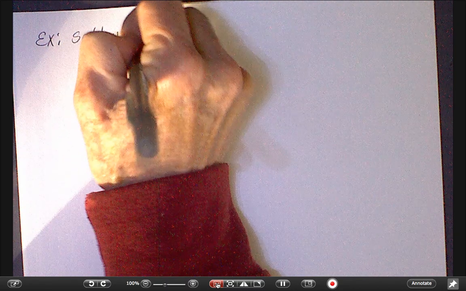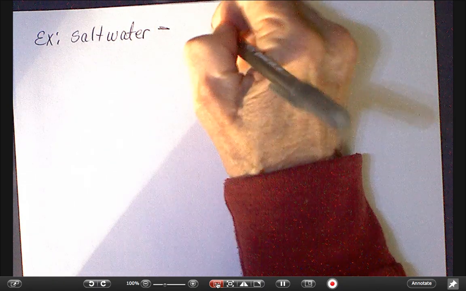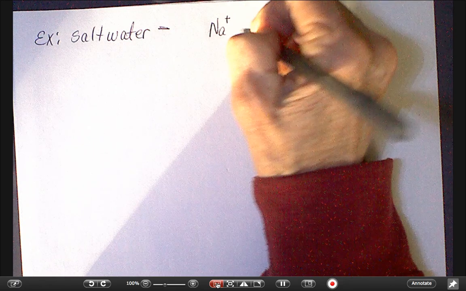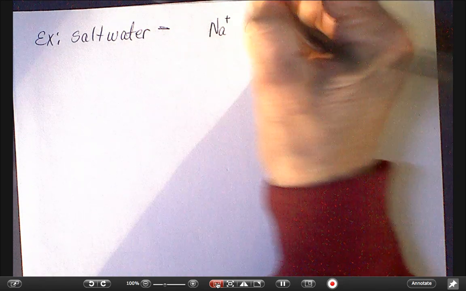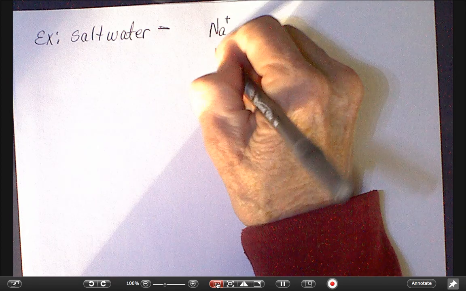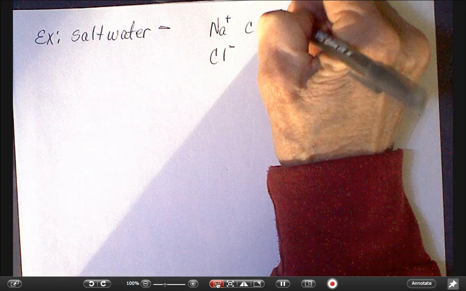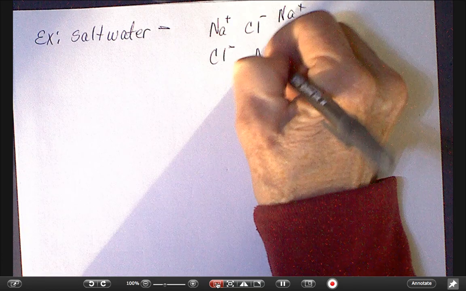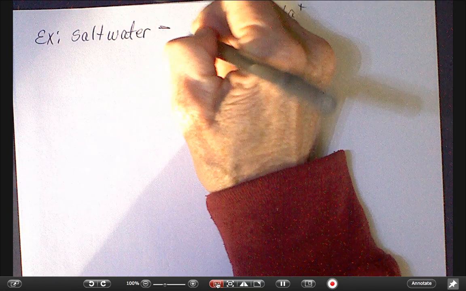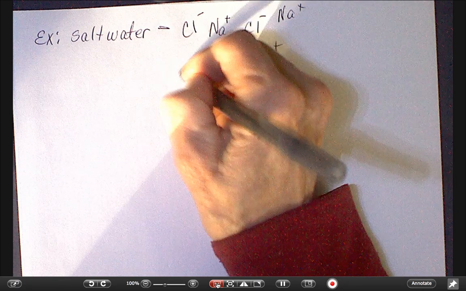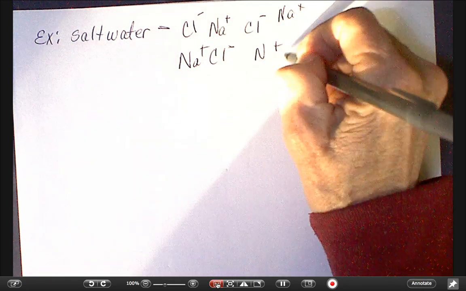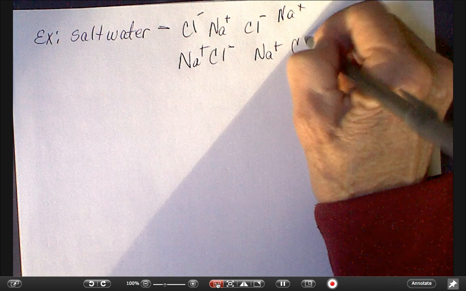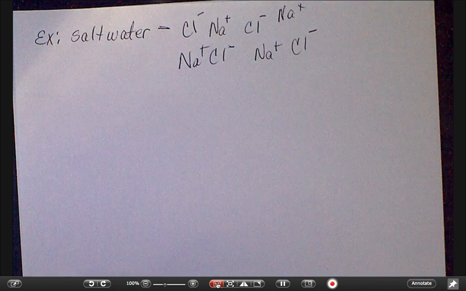All right, so example. Salt water. Okay? That means you've got Na plus and Cl minus separating and floating all around in your water. Yes? And so on and on and on, you have these ions. Everybody get the picture? Right? Floating all in your container.